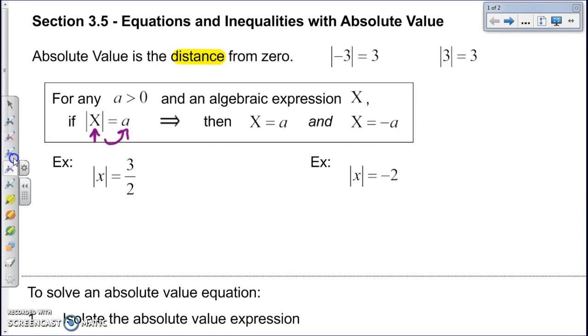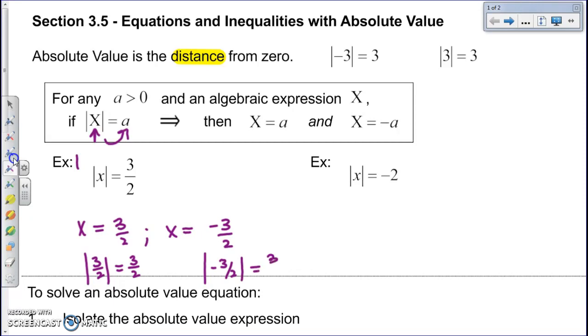So for example, if we are to solve for x here, for example 1, we have the absolute value of x is 3 halves. So x could be 3 halves, or x could be negative 3 halves. Because think about it, if we substitute 3 halves in, you'll get the absolute value of 3 halves as 3 halves, of course. But also, if you substitute negative 3 halves in, the absolute value of negative 3 halves is also positive 3 halves, which satisfies the equation.